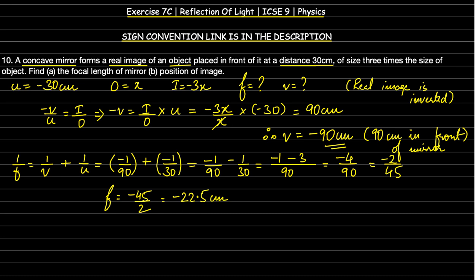centimeter. Now since it is given in the question that it is a concave mirror, for concave mirror, as sign convention says, the focal length is negative. So we have definitely got a correct answer. So after that, if you wish, you can write in bracket focal length is 22.5 centimeters. So this is the focal length here.